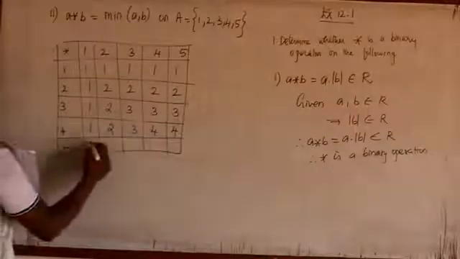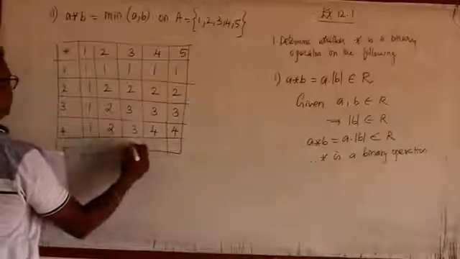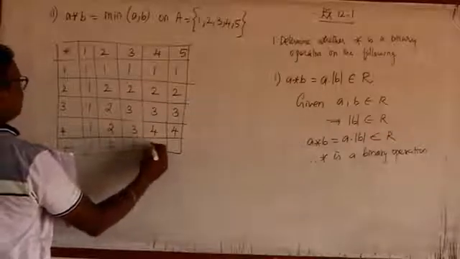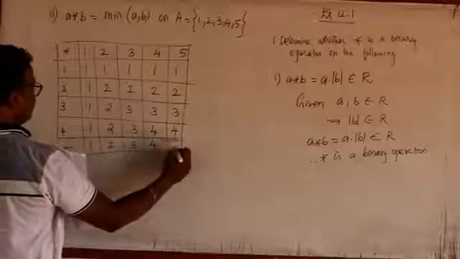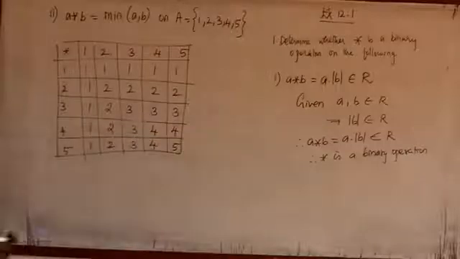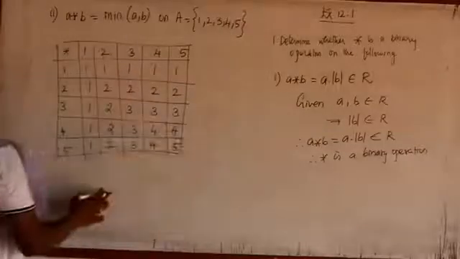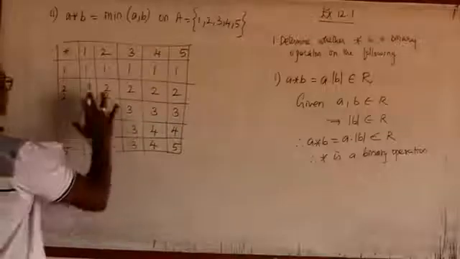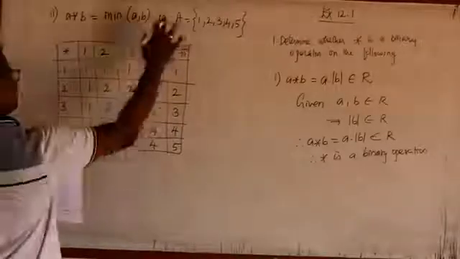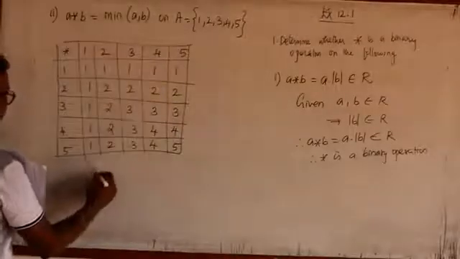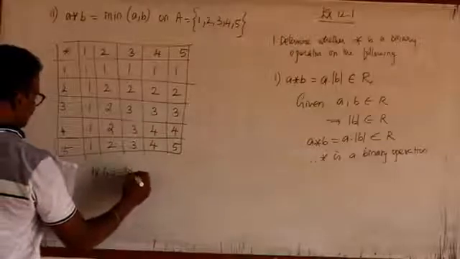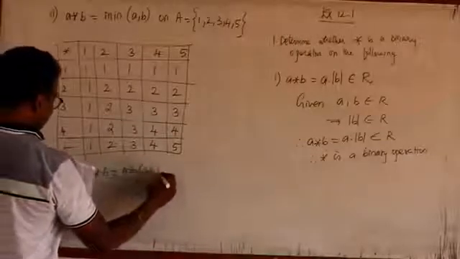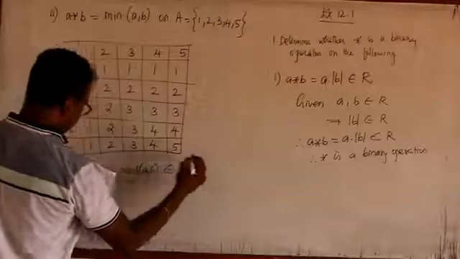5 and 1, the minimum is 1. 5 and 2, the minimum is 2. 5 and 3, the minimum is 3. 5 and 4, the minimum is 4. 5 and 5, the minimum is 5. See, now the result is nothing but 1, 2, 3, 4, 5. That means for all the elements, the result is also in A. So A star B equal to minimum of A comma B also belongs to A.